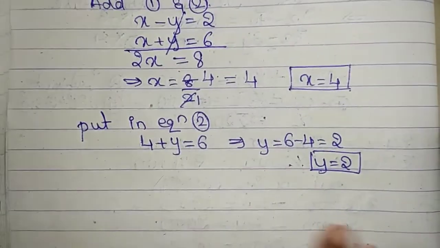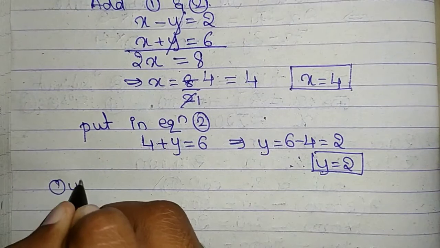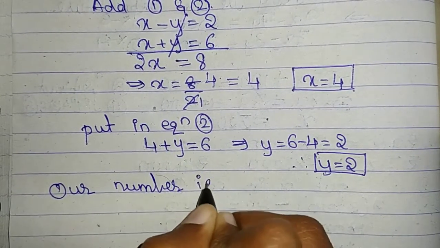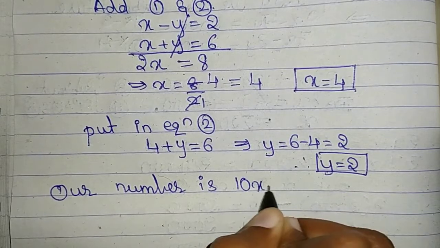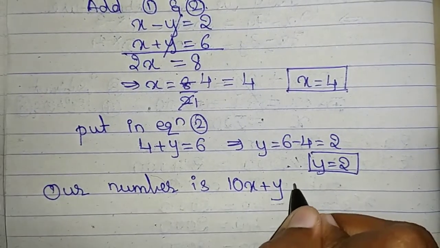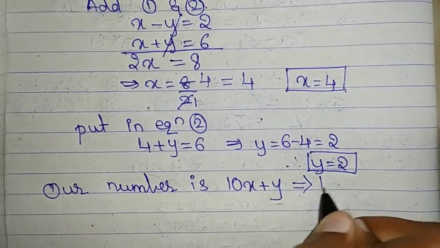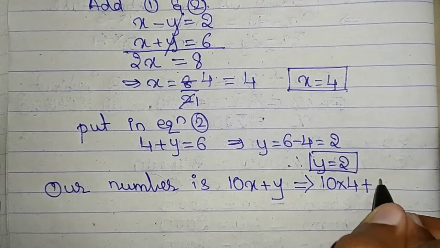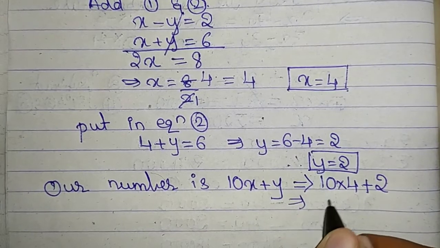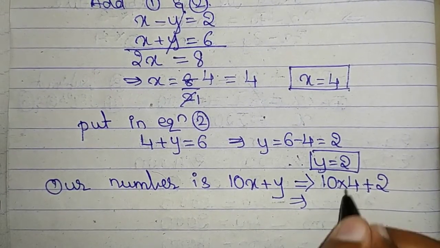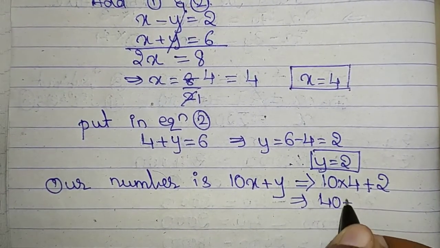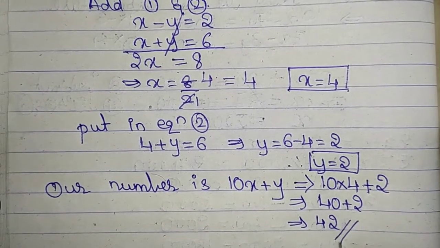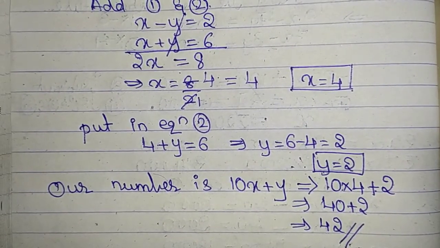Our number is 10x plus y. So this implies 10 times the value of x, which is 4, plus the value of y, which is 2. Applying BODMAS, first multiplication then addition. 4 tens are 40 plus 2 we get 42. So the required number is 42.